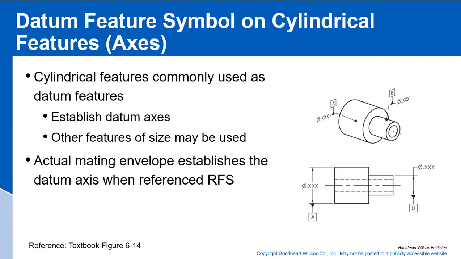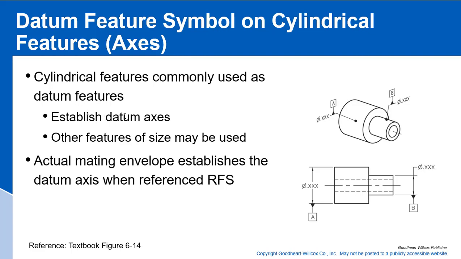Okay, so here's how we would apply a datum feature symbol on a cylindrical feature. This would be the model representation. We pointed to surface here. And in which case here, what we've got here is we're looking at a drawing orthographic view here. We have the datum triangle in line with the dimension line, in which case these are both features of size datums. So cylindrical features are commonly used as datum features.